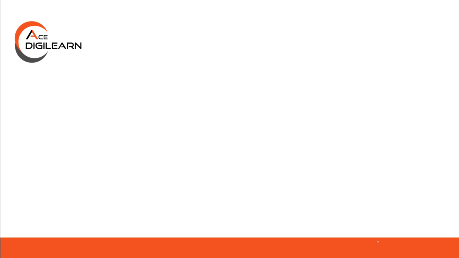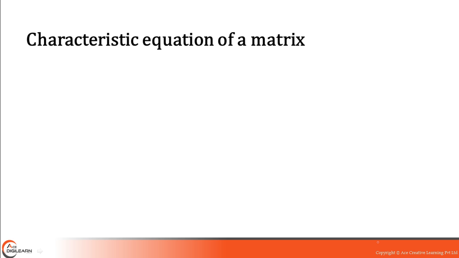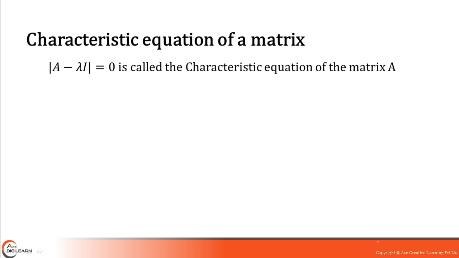Hello everyone. Let us discuss the characteristic equation of a matrix. Let A be any square matrix, then the characteristic equation of the matrix A is |A - λI| = 0, where λ is called the characteristic value, or another way we can call it eigenvalues.